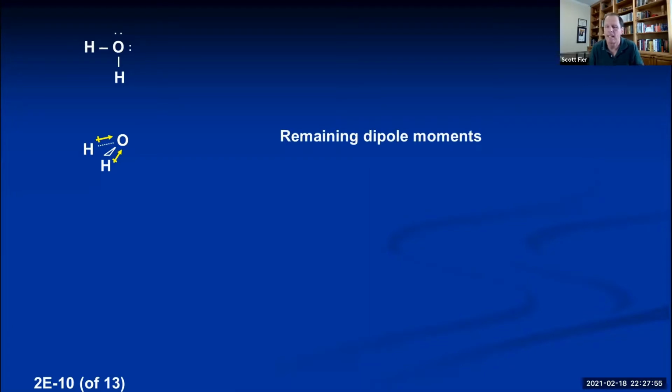So if you have remaining dipole moments, what does that mean? That means the arrows are showing you where the electrons are being pulled to. They're being pulled to the oxygen. The oxygen's going to be the negative end of the molecule, and the hydrogen's going to be the positive end. So this is a polar molecule.